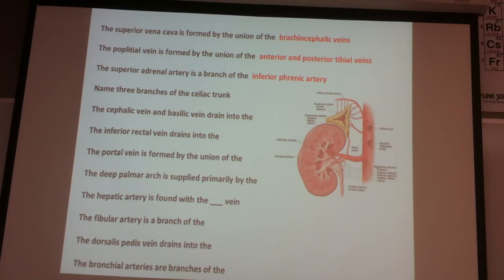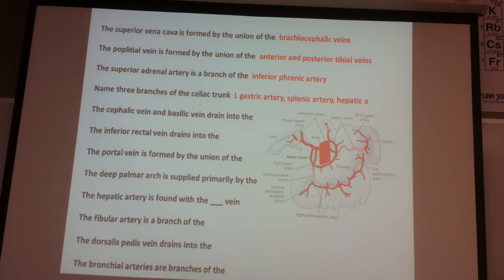Name the three branches of the celiac trunk. Left gastric, splenic, and common hepatic. So here's the celiac trunk. Here's left gastric coming around the lesser curvature of the stomach. Here's splenic going over to the spleen, and common hepatic going over to the liver.